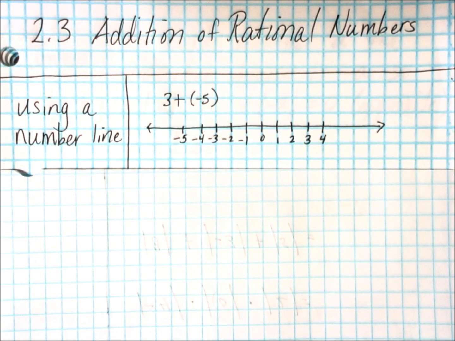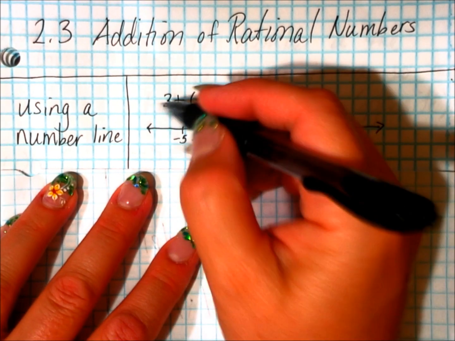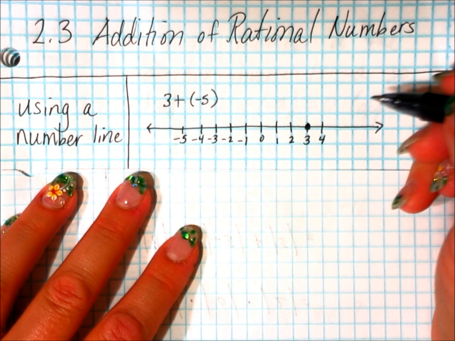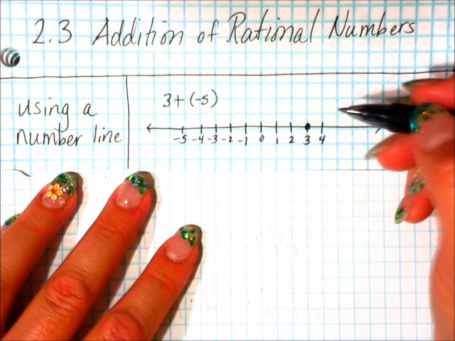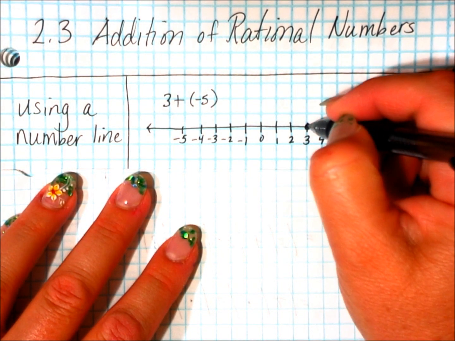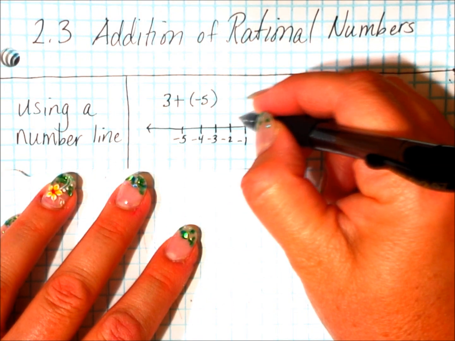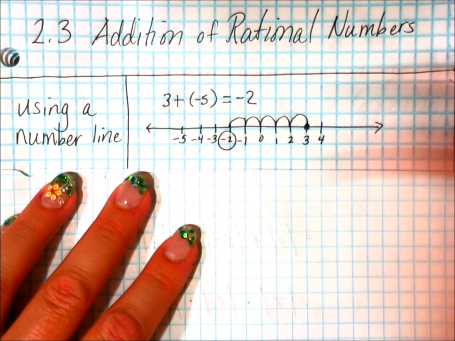All right, so now we have 2.3, addition of rational numbers. I'm going to start by showing you addition using a number line. When you're looking at addition with a number line, you take the first number and that's where you start. So I'm going to start here at 3. I'm going to add -5. That means I'm going to go in the negative direction 5 times. So 1, 2, 3, 4, 5, which puts me right here, and my answer is -2.